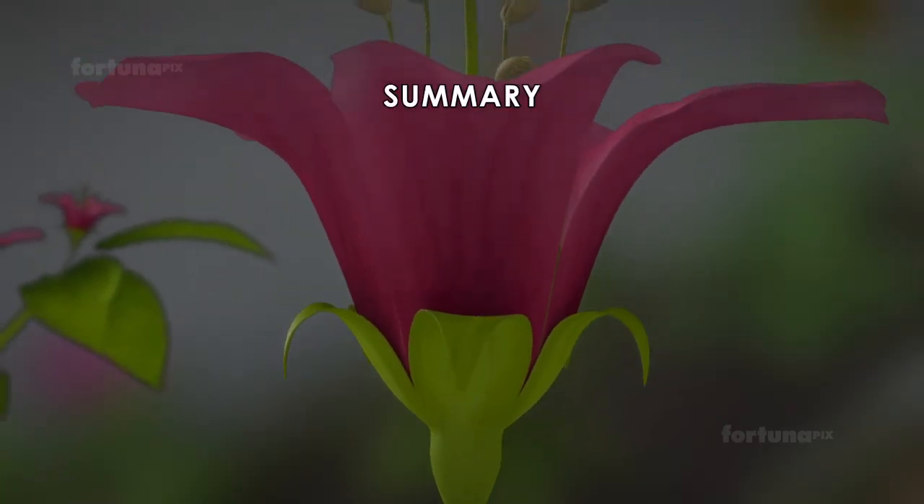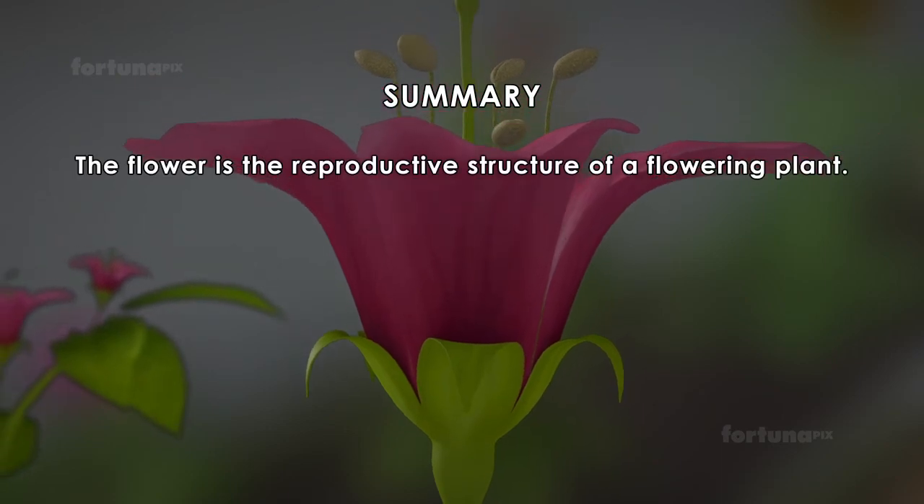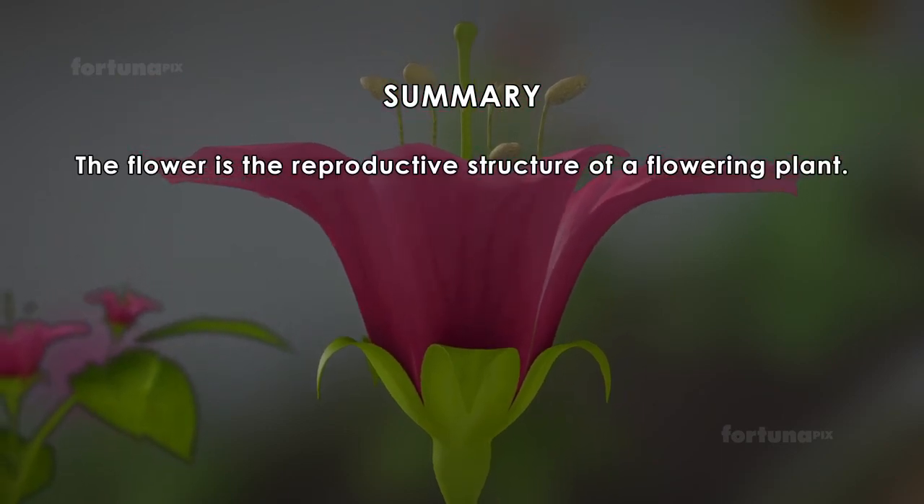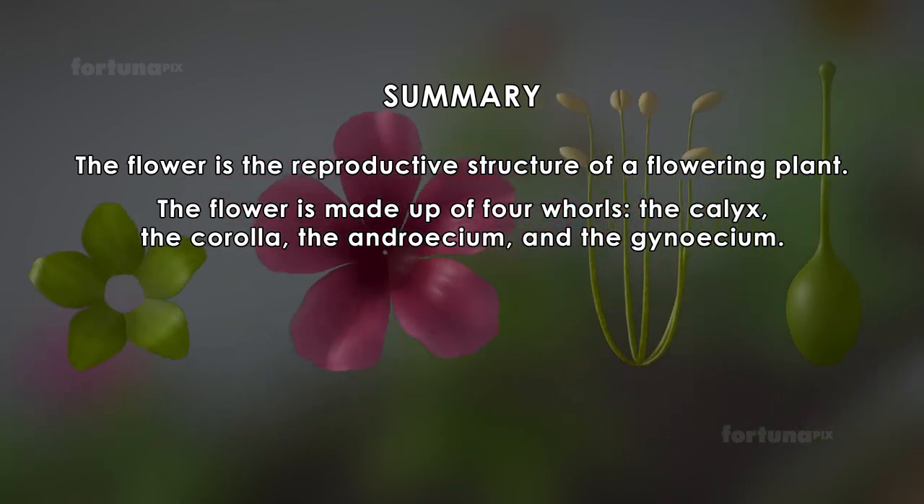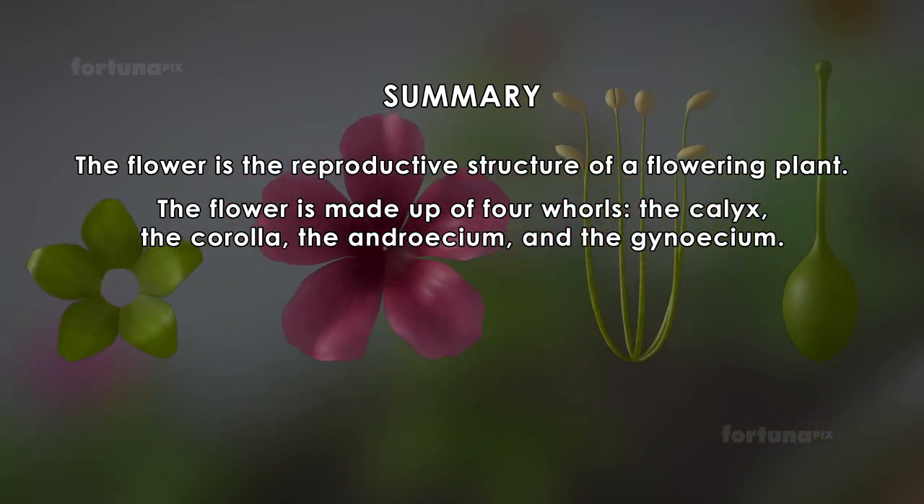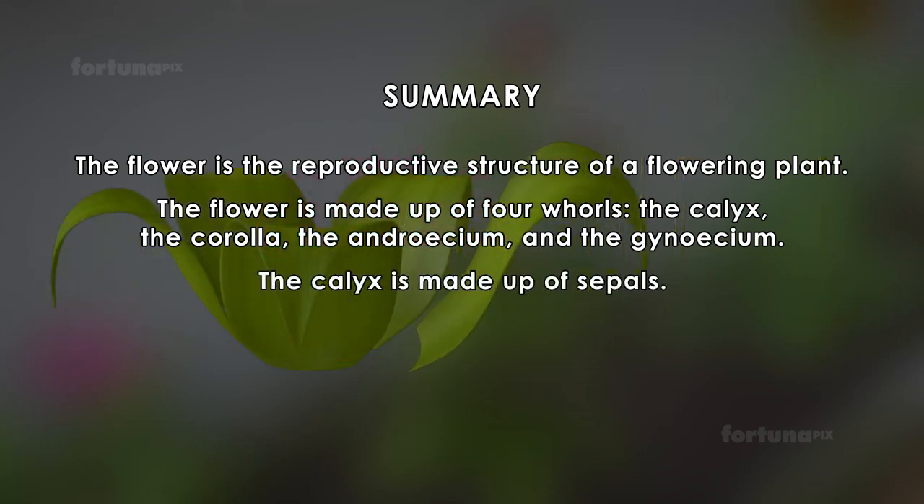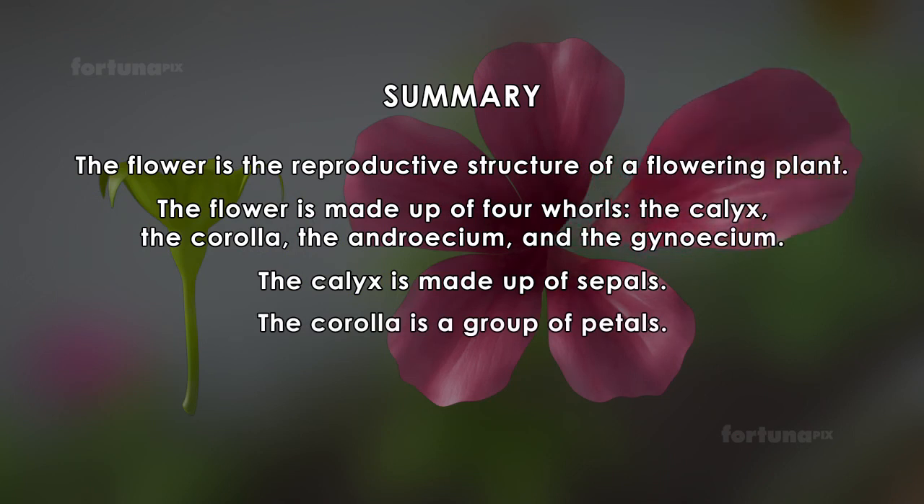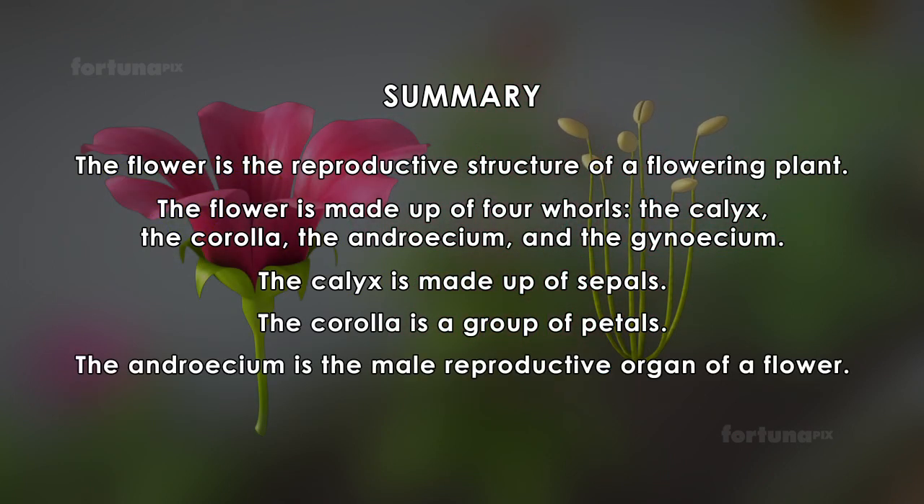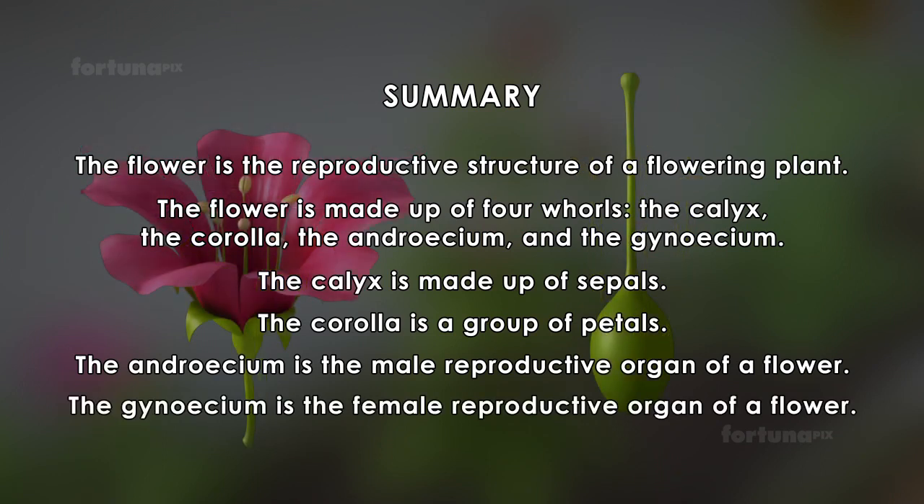Summary: the flower is the reproductive structure of a flowering plant. The flower is made up of 4 whorls: the calyx, the corolla, the androecium, and the gynecium. The calyx is made up of sepals. The corolla is a group of petals. The androecium is the male reproductive organ of a flower. The gynecium is the female reproductive organ of a flower.